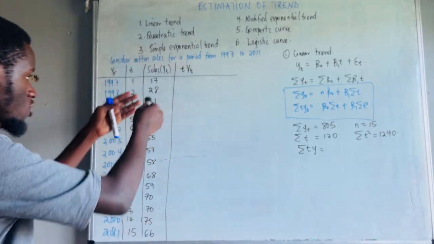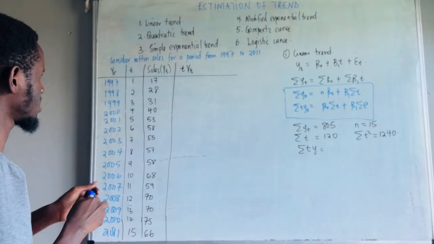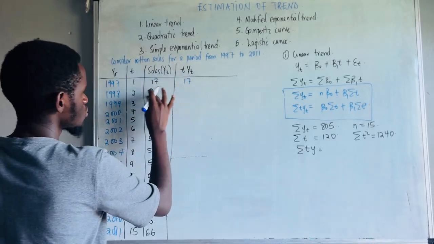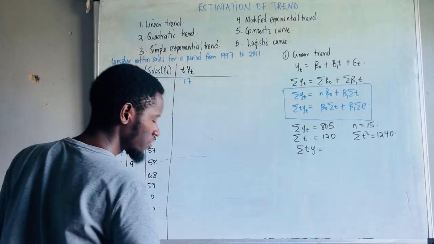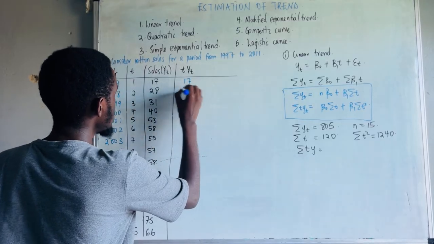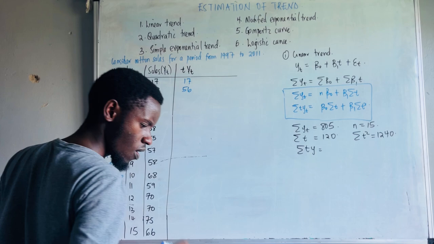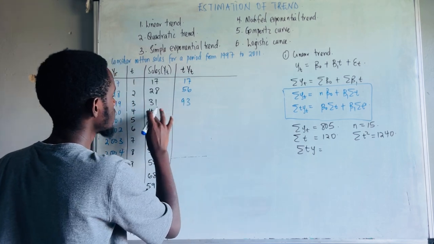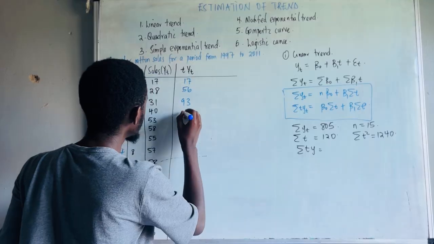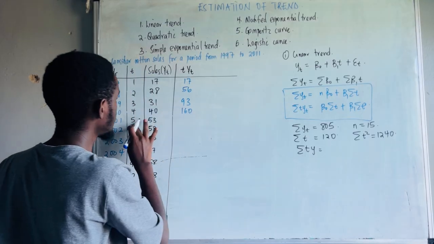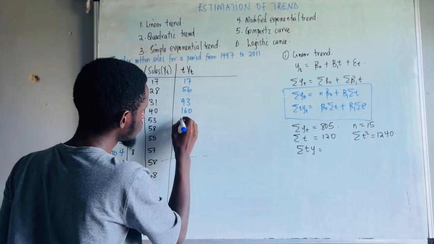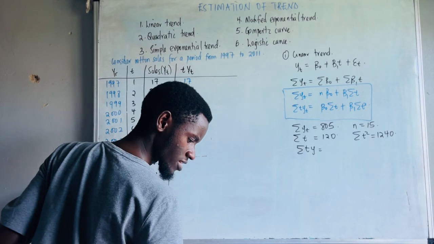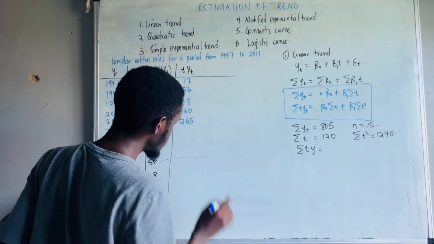But now let us go ahead and solve this equation. So 1 times 17, I have 17. 2 times 28, what's the answer there? I'll have 56. Then I just multiply. 3 times 31, I will have 93. 4 times 40 is 160. 5 times 53 is going to be 265. Then 6 times 58, I will have 348.